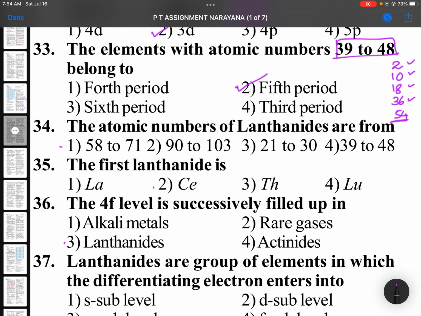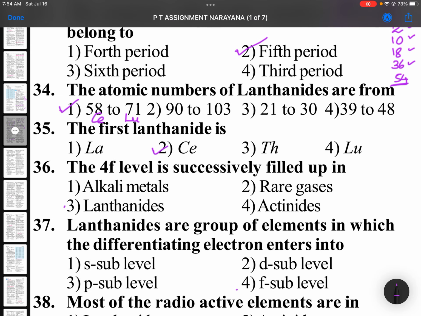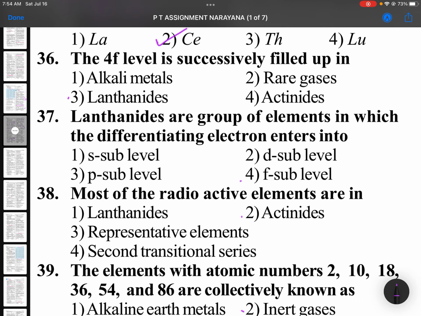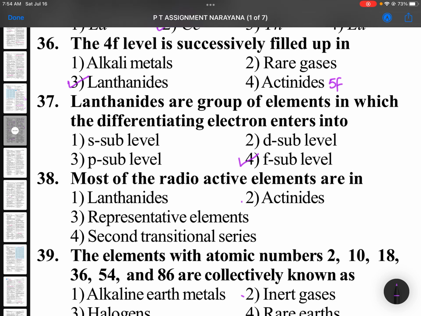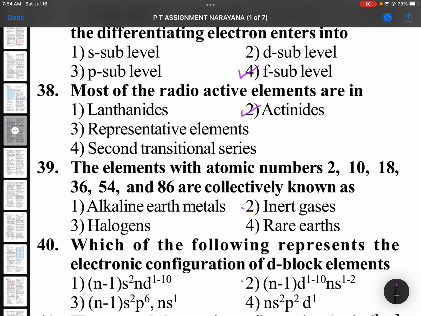The atomic numbers of lanthanides are from 58 to 71, cerium to lutetium. The first lanthanide is cerium, as we mentioned in the question. The 4f level is successively filled up in lanthanides, 5f in actinides. Lanthanides are a group of elements in which the differentiating electron enters the f sublevel. Most of the radioactive elements are present in actinides after uranium, atomic number 92. All the elements after that are man-made, and most of them are radioactive.